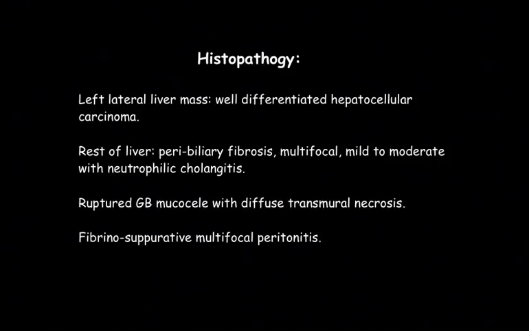The histopathological diagnosis of the left lateral liver mass was a well-differentiated hepatocellular carcinoma. The biopsy of the rest of the liver revealed neutrophilic cholangitis with peribiliary fibrosis. The gallbladder mucocele was confirmed to have ruptured, and there was evidence of diffuse transmural necrosis. In addition, fibrinosuppurative peritonitis was diagnosed on the hepatic and biliary sample submitted.